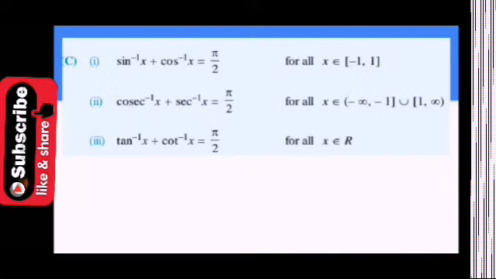And besides, some more formulas: sin inverse x plus cos inverse x equals pi by 2, cosec inverse x plus sec inverse x equals pi by 2, and tan inverse x plus cot inverse x equals pi by 2 for x belongs to all real numbers. Here this is the domain of sec inverse and cosec inverse x. Here the domain of sin inverse x and cos inverse x, where x belongs to -1 to +1.